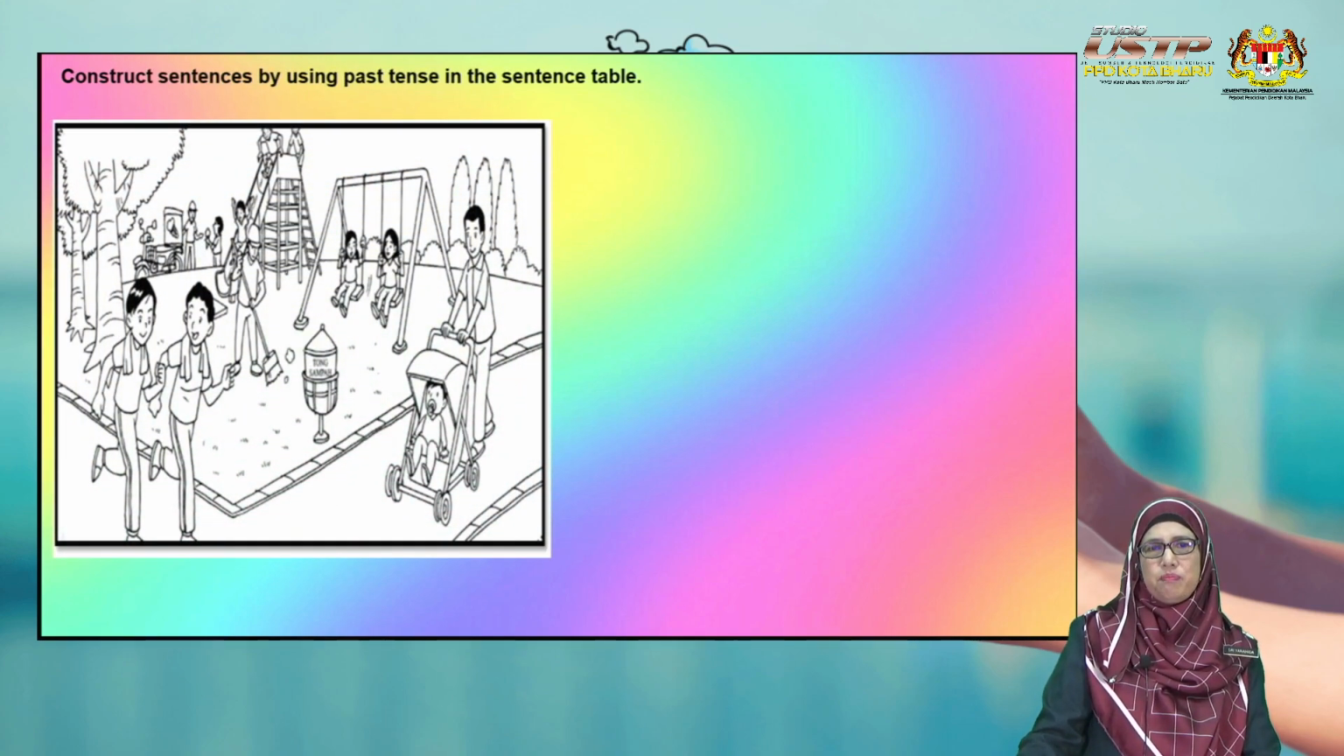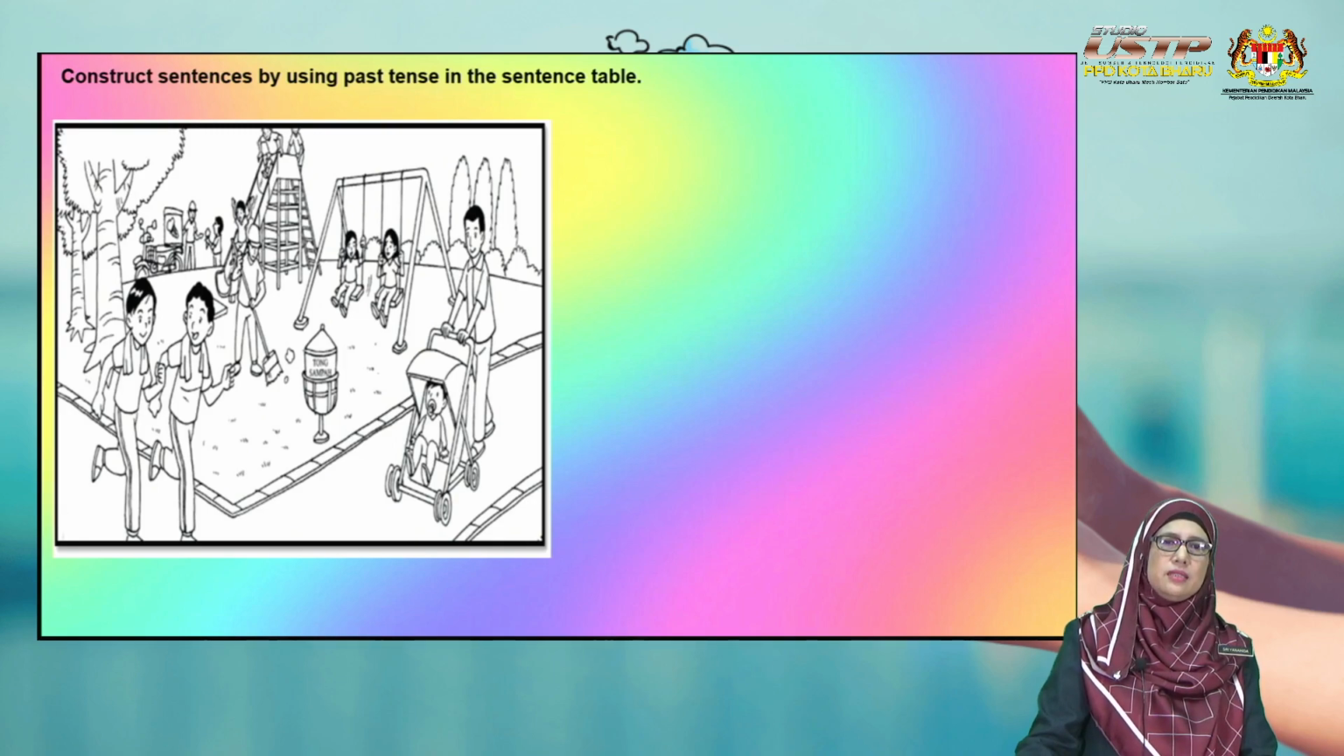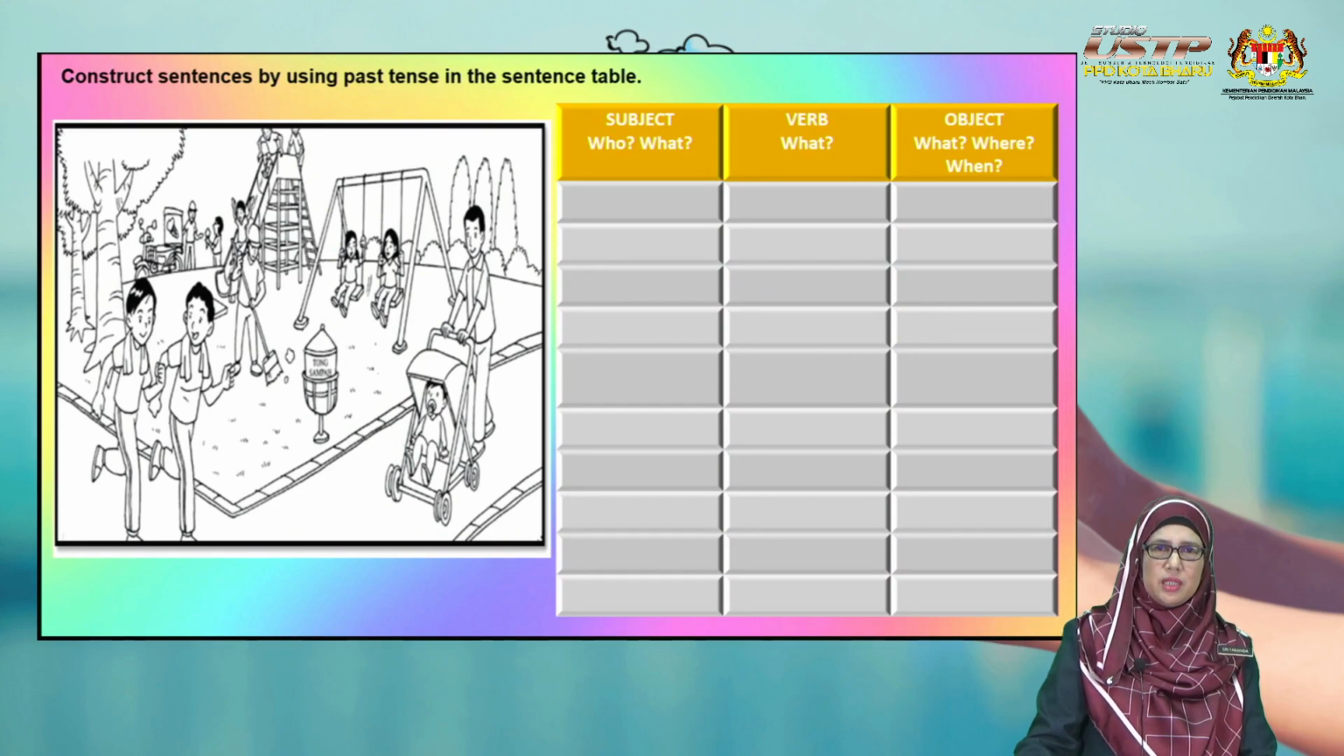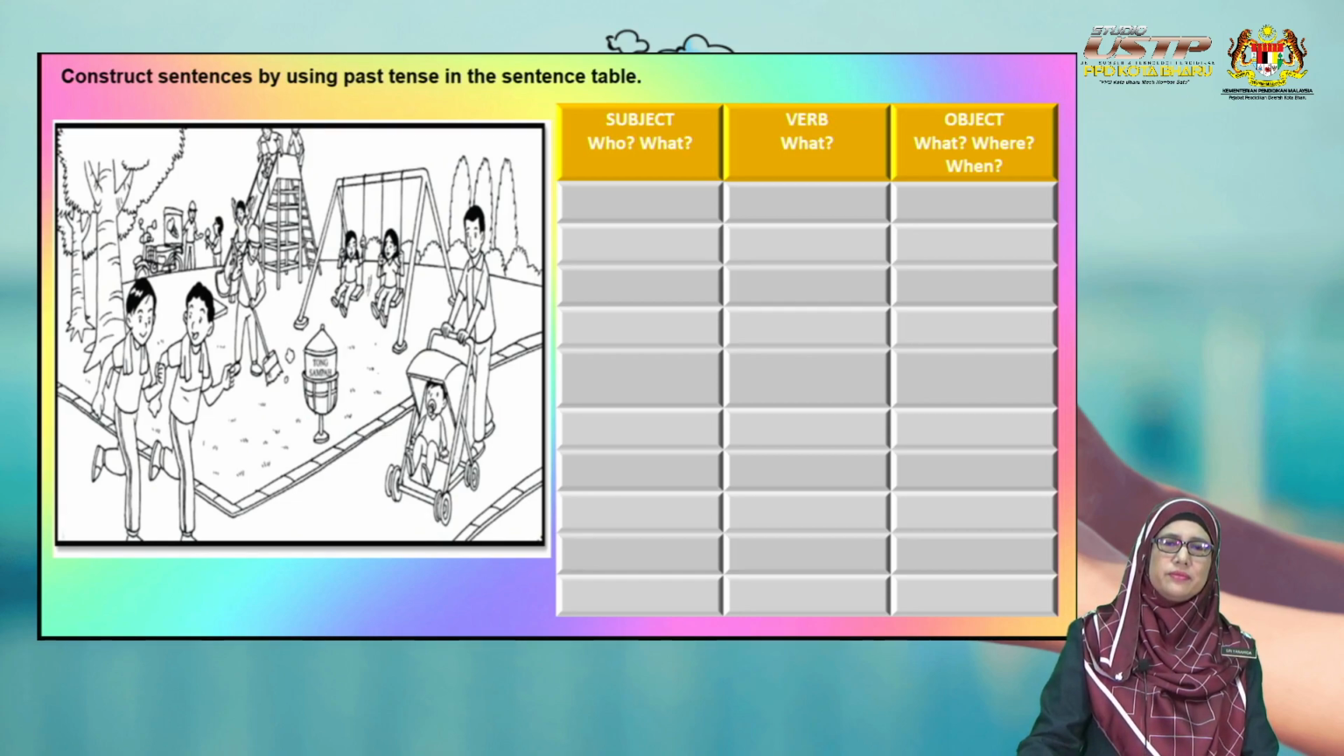By using the same picture, the teacher will ask the pupils to construct sentences by using past tense in the sentence table. Each group will be given the sentence table, which contains subject, verb, and object. For example, the man pushed the stroller. The toddler sat in the stroller.